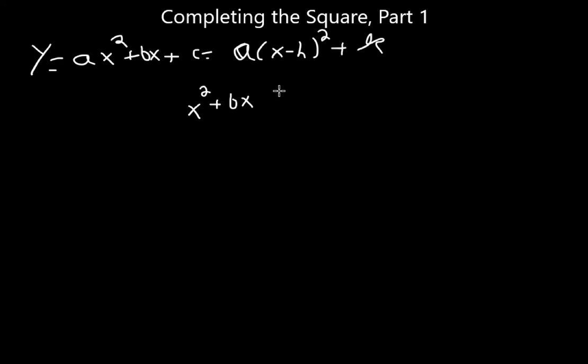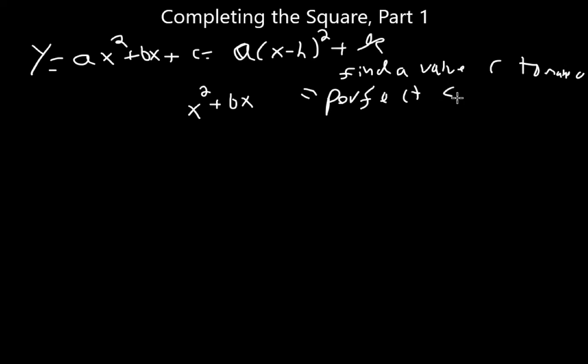And our goal is to turn that into something called a perfect square. That is, we want to find a number, find a value c to make a perfect square. Now what does that mean exactly?